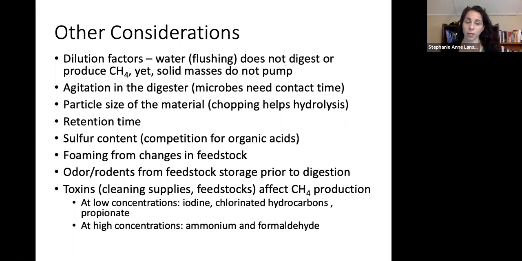We also need to think about toxins, cleaning supplies that are being used. Again, at low concentrations, it's not a big deal because we have plenty of bacteria, but at high concentrations it really can affect the bacteria load, especially depending on the type. So again, even low concentrations of iodine may have an effect, whereas you need larger concentrations of ammonia or formaldehyde.